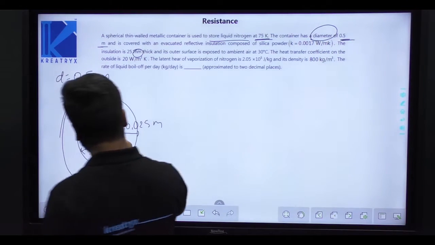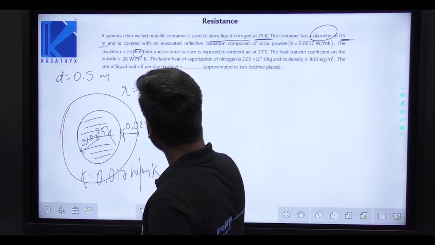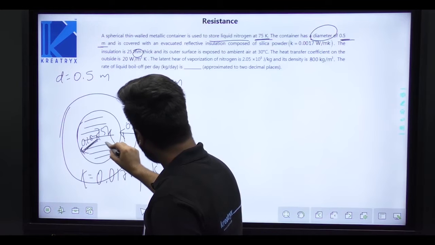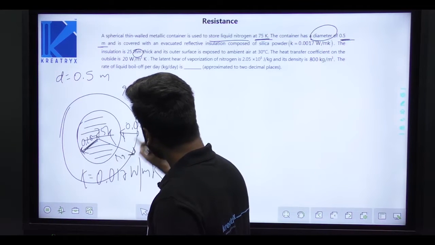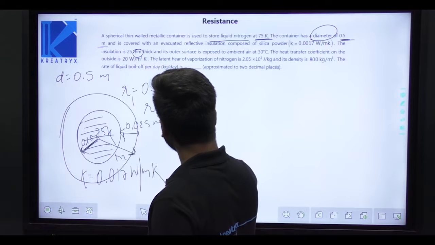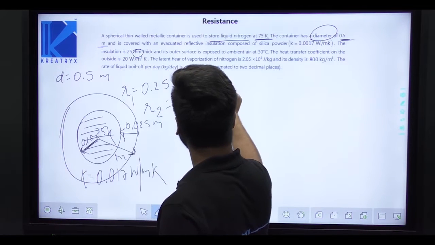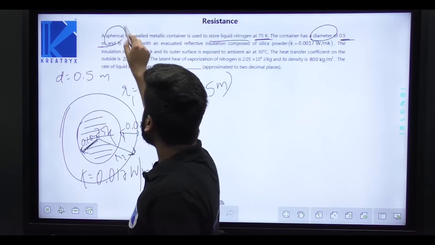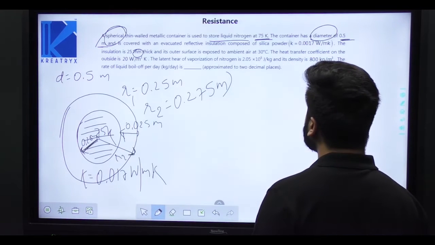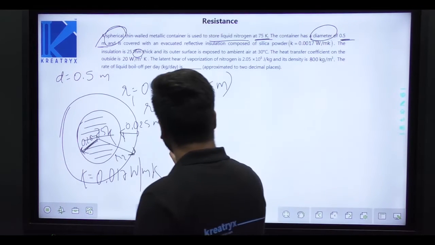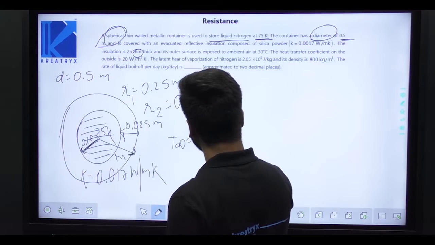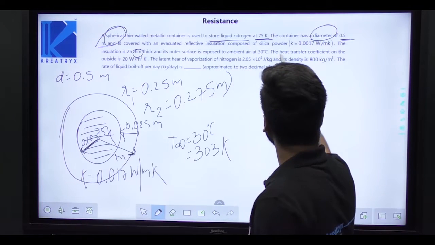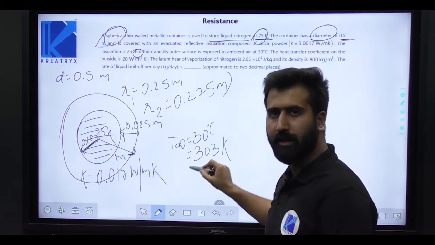If I write this, R1 is equal to 0.25 meter. And R2, along with the thickness of the insulation, will be 0.275 meter. It is a spherical shell, and its outer surface is exposed to ambient air at 30 degrees Celsius. So T infinity is 30 degrees Celsius, that is 303 Kelvin, because the other temperature is given in Kelvin, so change this also to Kelvin.